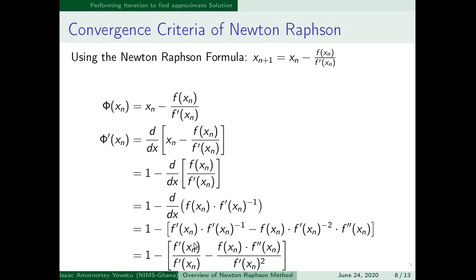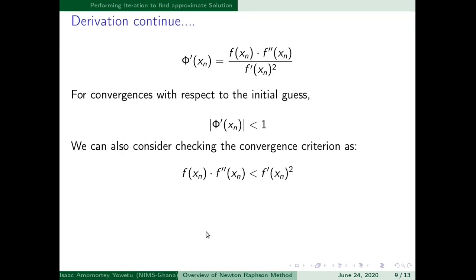Now notice, the whole of this one is going to give us what? 1. Which eventually we get the derivative function to be this. So with the initial guess, when you test it inside the function, once it's less than 1, then we are sure that our initial guess is going to give us a convergent sequence. So we can also consider this as the convergence criterion.